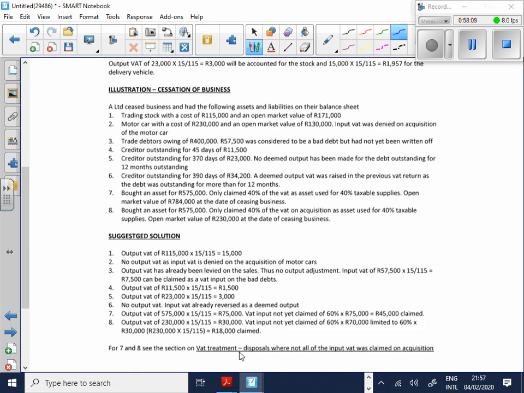And then it says bought an asset for 575, only claimed 40% of the VAT. On acquisition, is the asset used 40% for taxable supplies. Open market value of 230 on the date of ceasing the business. So again, guys, you've got to do output VAT on everything and input VAT on the lower of cost or market value. Guys, comfortable? If I said this was a car that was used for the managing director, you just times by 40%. Guys, comfortable with this?